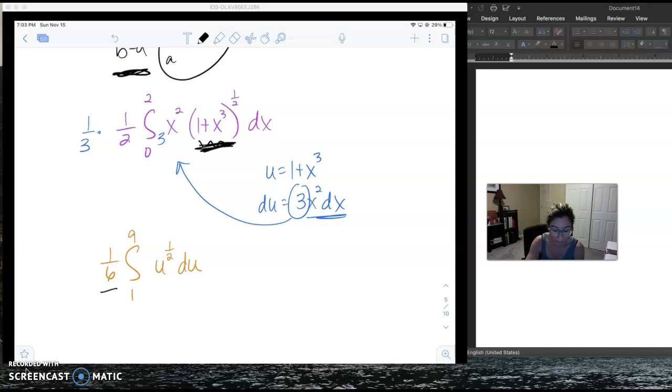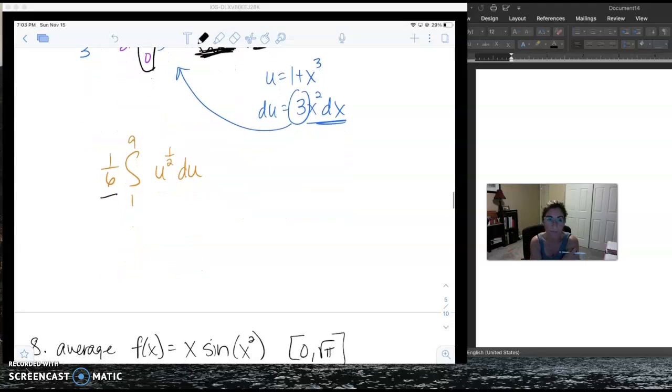At the beginning, when I had 0 to 2, these were limits with respect to x. But then we started doing u substitution. And so when you do u substitution, you can either change those limits of integration or you can keep them 0 to 2. Just make sure that after you integrate, you back substitute in your 1 plus x cubed before you plug in the 0 and the 2. Or what you can do at this point is change them to u limits and just substitute in at u's.